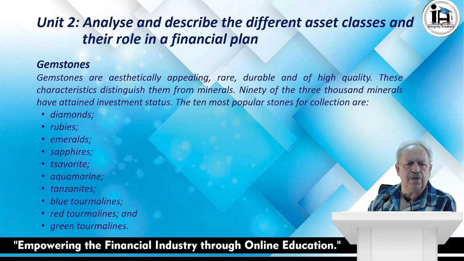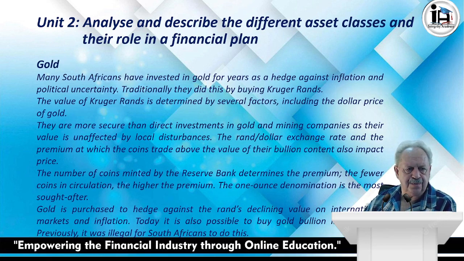Then you get gemstones you can invest in. Gemstones are aesthetically appealing, rare, durable, and of high quality. These characteristics distinguish them from minerals. 90 of these 1,000 minerals have attained investment status. The 10 most popular stones for collection are diamonds, rubies, emeralds, sapphires, tsavorite, aquamarine, tanzanite, blue tourmalines, red tourmalines, and green tourmalines.